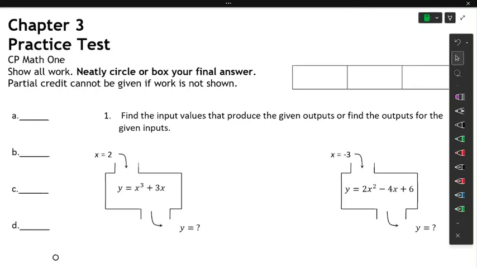Hey, CP Math 1, this is Mr. Roberts at Shasta High School, and I'm going to go over the Chapter 3 practice test so you can see not only answers, correct answers, solutions, but also some techniques.